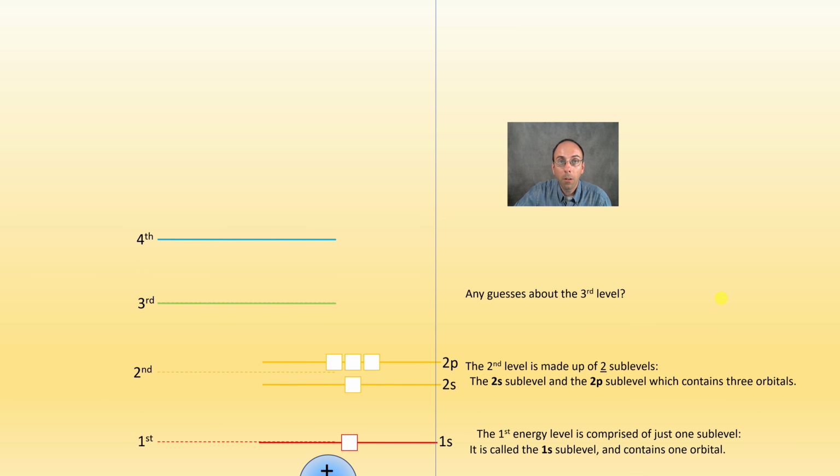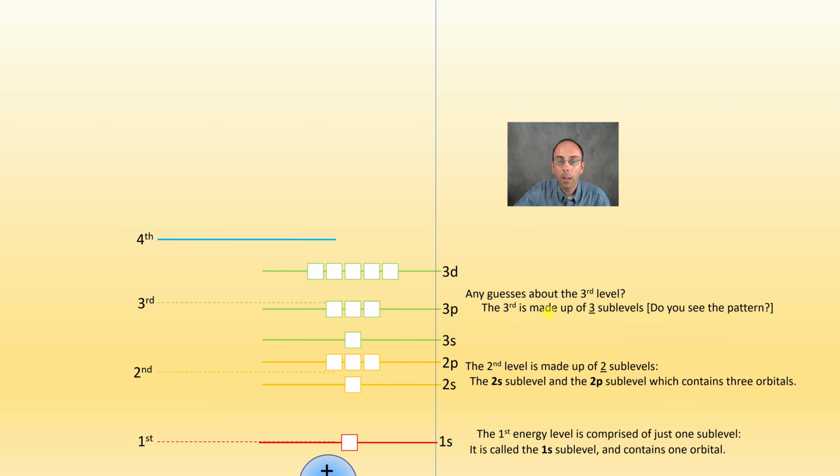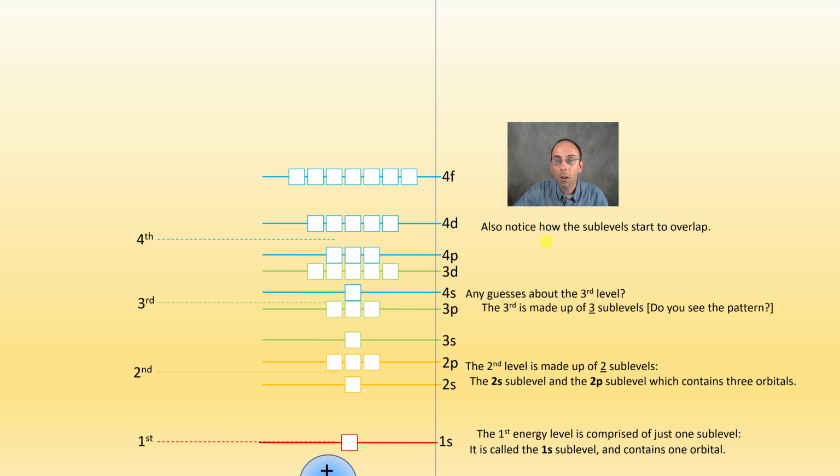Any guess about the third energy level? Well, as you might be able to guess, the third is made up of three sublevels, and you see a pattern developing here. And as we progress, also notice the sublevels start to overlap, where it gets a little bit more confusing, but we can see at least this natural progression as we start with our lowest energy and work our way up from there.